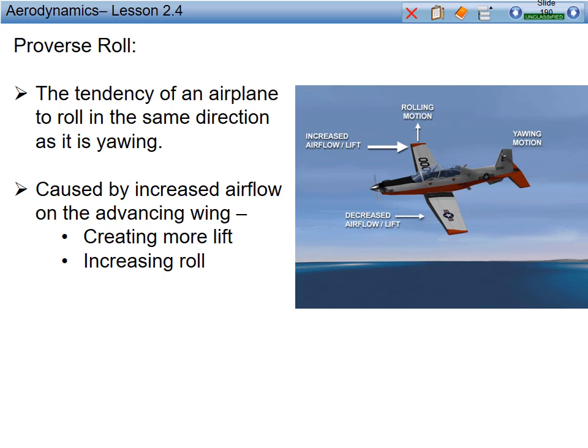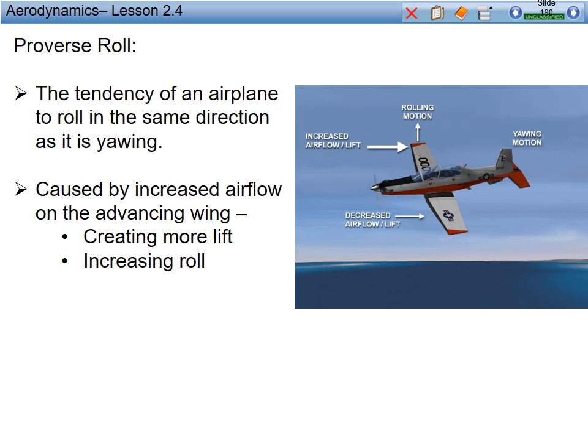Proverse roll. Proverse roll is the tendency of an airplane to roll in the same direction as it yaws. The pilot yaws the aircraft, and the aircraft will roll in the same direction. This is caused by the pilot forcing a wing to be advancing and the other wing to be retreating.